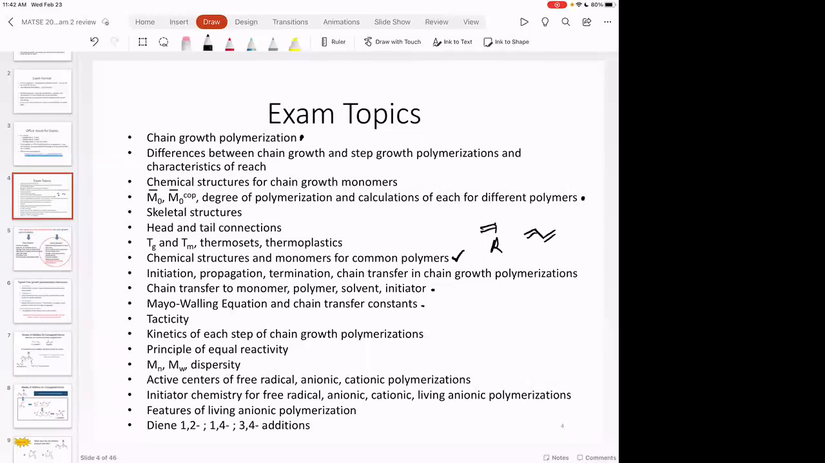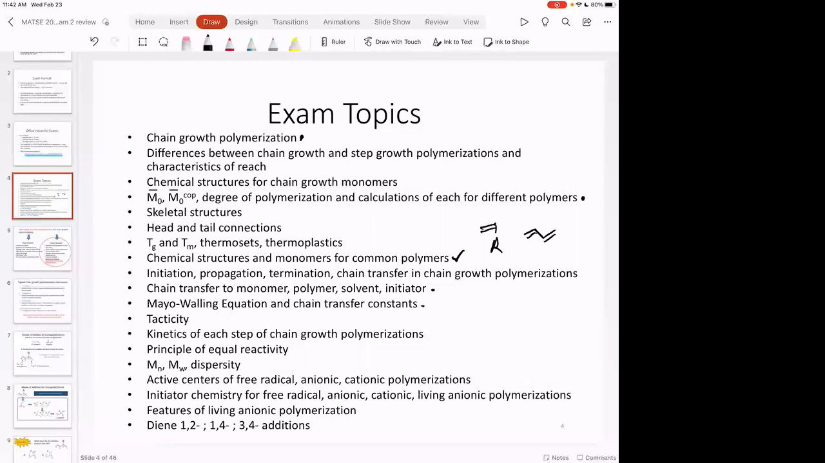I'm not looking for you to list off all the different mechanisms of free radical polymerization, but I will ask you targeted questions about what happens in disproportionation versus what happens in combination versus what are the end groups. You've had homework problems on that. So you will have to write some chemistry, but it won't just be a big laundry list. It'll be a targeted question.